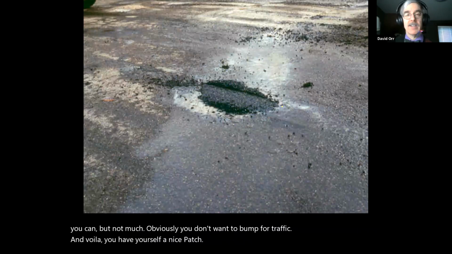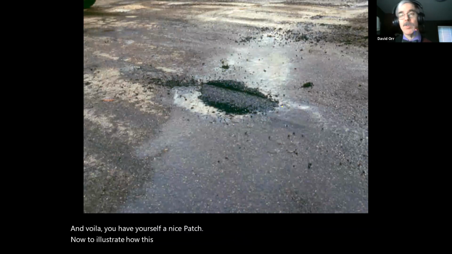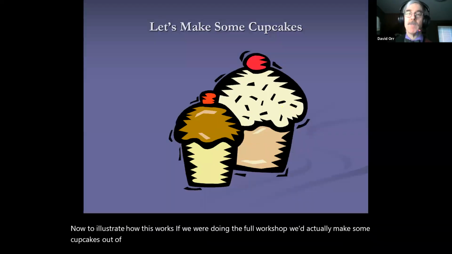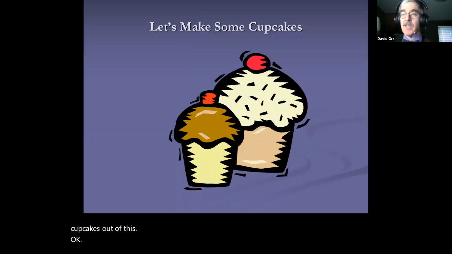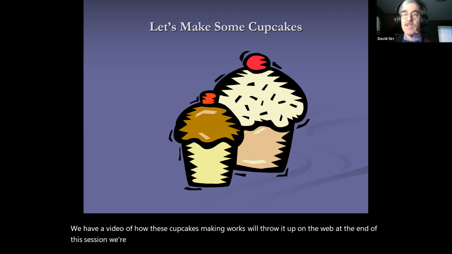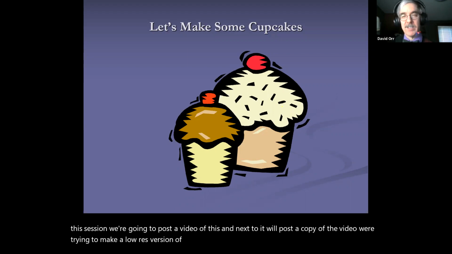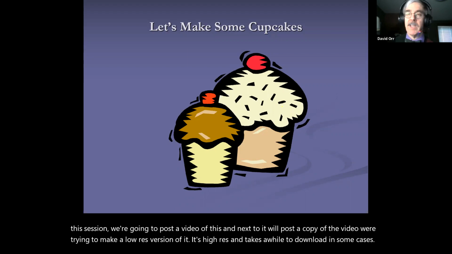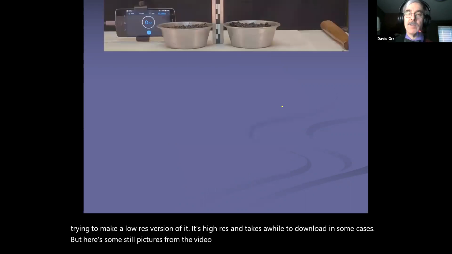Now, to illustrate how this works, if we were doing the full workshop, we'd actually make some cupcakes out of this. Okay. We have a video of how this cupcake making works. We'll throw it up on the web. At the end of this session, we're going to post the video of this. We're trying to make a low-res version of it. It's high-res and takes a while to download in some cases. But here's some still pictures from the video. So first you can see, we've made the pothole patches.